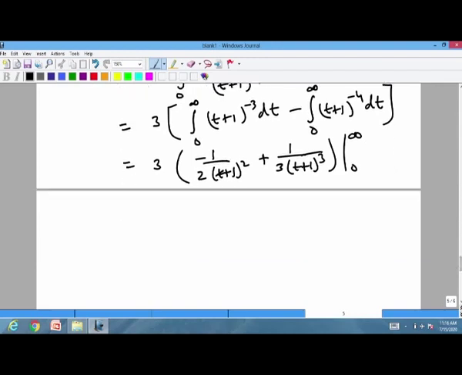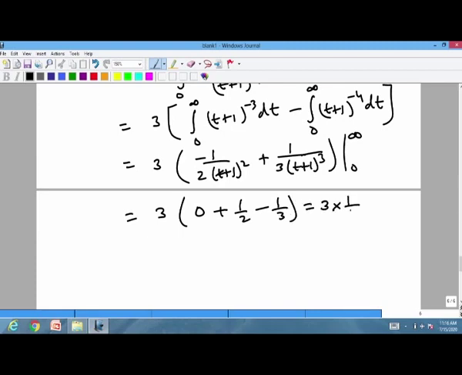Now, as t tends to infinity, 1 by (t plus 1) square goes to 0 and this also goes to 0. So, this will be equal to 3 times 0 minus, at t equal to 0, this becomes 1 by 2 minus 1 by 3. So, this is 3 times 1 by 6, which is equal to 1 by 2. So, therefore, the value of I is equal to 1 by 2.